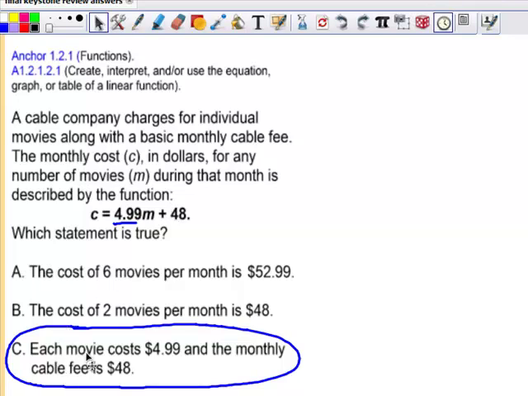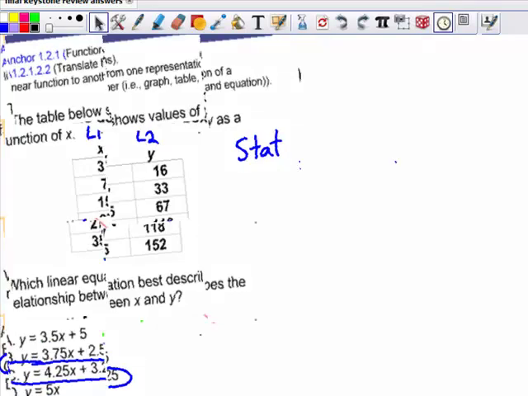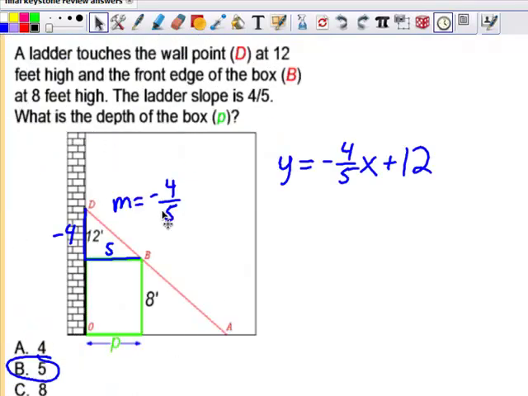But anyway, it is choice C. Next problem. Let's see. We have a list of inputs and outputs, x values, y values. Use the stat key, and it's going to match when you do stat calc option 4. It's going to tell you the slope and the y-intercept. Yeah, we've done lots of problems like that.